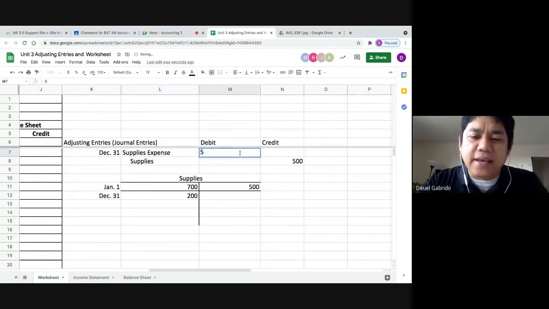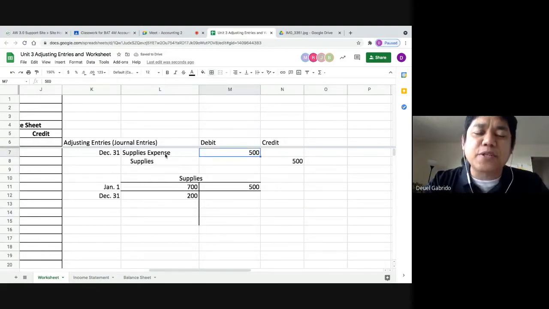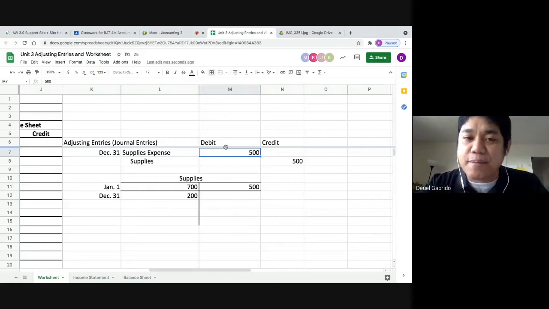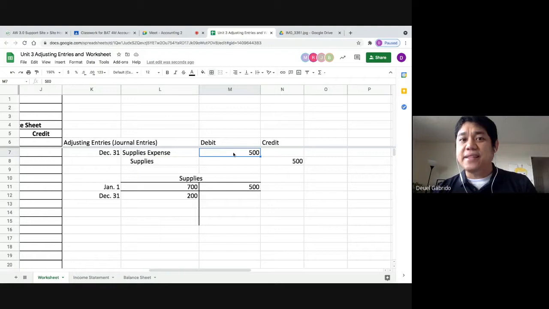Remember, guys, we've used the supplies. The amount is 500. And of course, when we do your income statement, this expense should be part of that. Again, if we will not include the expense in our recording at the end of the year, what's going to happen to your net income? Let's say we did not count this 500 expense. What's going to happen? It's going to be high. And that's wrong.